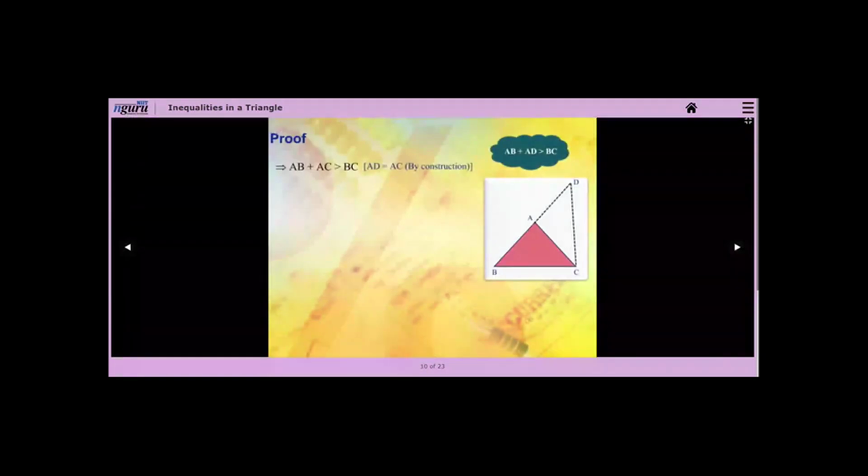This implies that AB plus AC is greater than BC because by construction, AD is equal to AC. Similarly, it can be proved that AB plus BC is greater than AC and BC plus AC is greater than AB. How do you say it in a sentence?